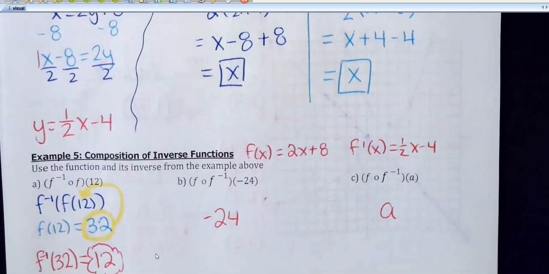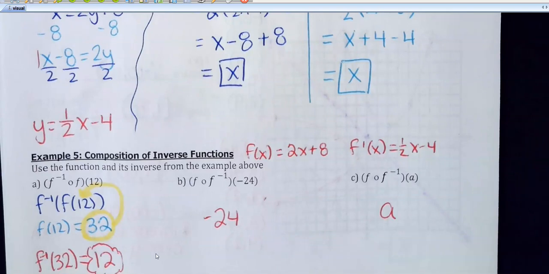You can put anything, when you compose a function and its inverse, they cancel each other out. You don't have to do the math if you understand that. I just proved it to you with the first one. They cancel each other out, and it should just give you back whatever is in that set of parentheses. Okay. Does anybody have any questions?